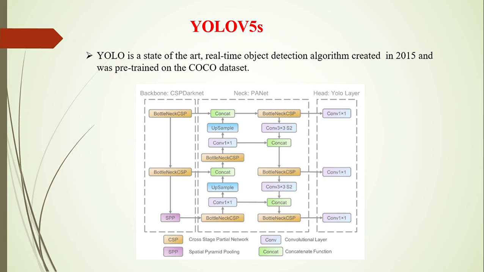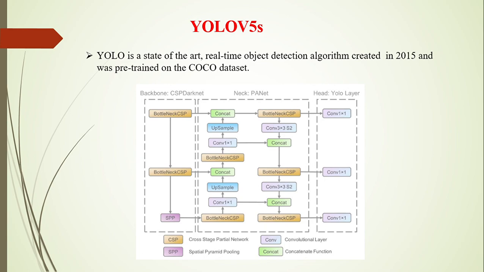We have used the YOLO v5S because it is the smallest and fastest variant in the YOLO v5 series. It has a relatively smaller number of layers compared to other versions. The YOLO v5S is designed for applications where real-time processing and lower computational requirements are critical. It has three major regions such as the backbone, neck, and the head.